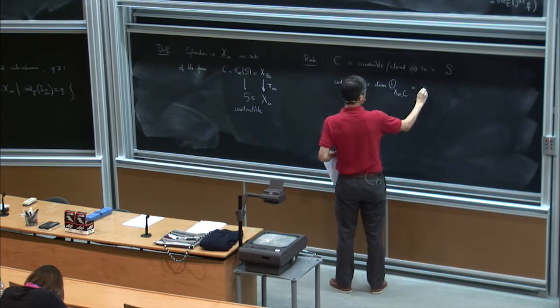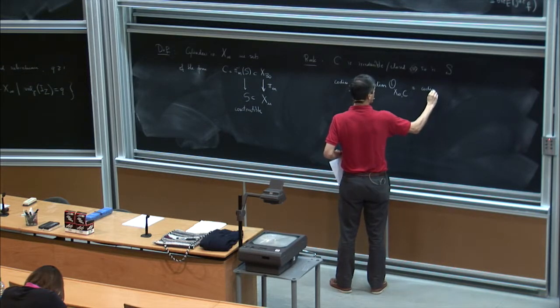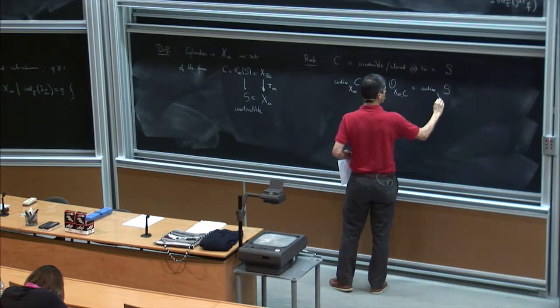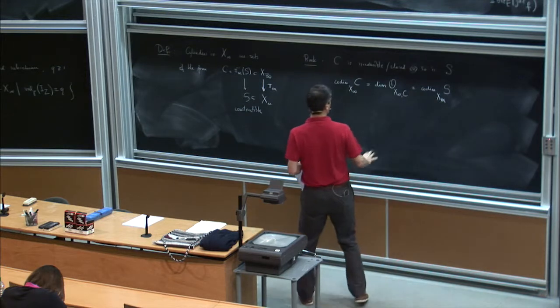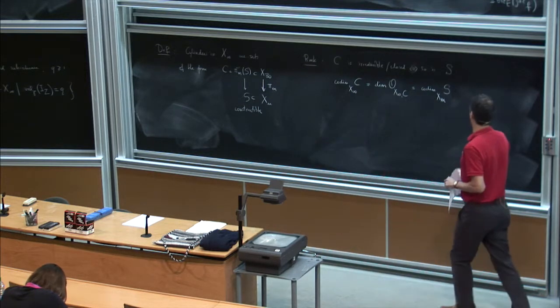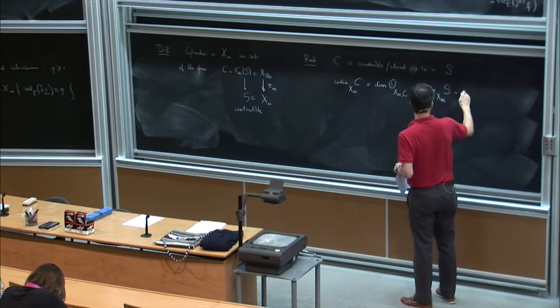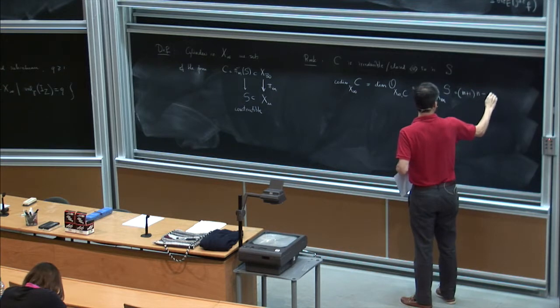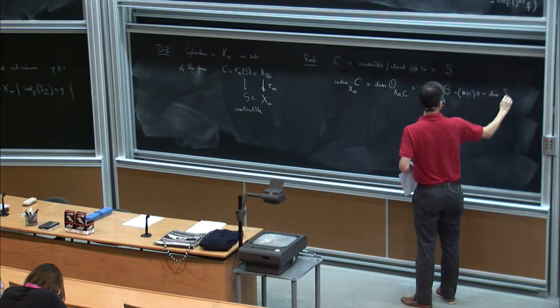Well, that will equal the codimension of S at the final level M. So it will be independent from there on. And so if you like, another way of writing this is something like n plus 1 times the dimension of X, which is n, minus the dimension of S.